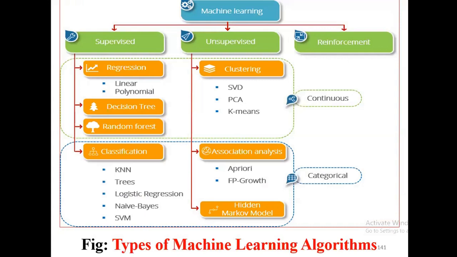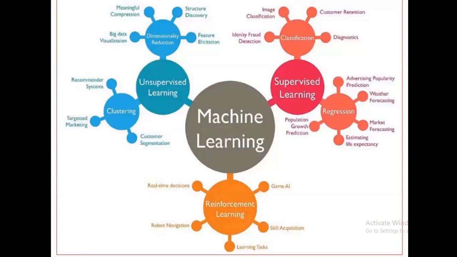These are the various algorithms we are using. Regression, nonlinear, polynomial, decision tree, random forest; classification: KNN, trees, logistic regression, naive Bayes, SVM; clustering: SVD, PCA, K-means, okay, FP growth. Various algorithms we are using. I have explained in unsupervised learning: recommender engine, targeted marketing, customer segmentation, etc. In reinforcement learning, we are using real-time decision, game, artificial intelligence, skill acquisition, learning task, robot navigation, etc. In supervised learning, again two types: classification, regression. In regression, I am using popular population growth prediction, estimating life expectancy, market forecasting, weather forecasting, advertisement popularity prediction. Classification: identify fraud detection, diagnostic, etc.